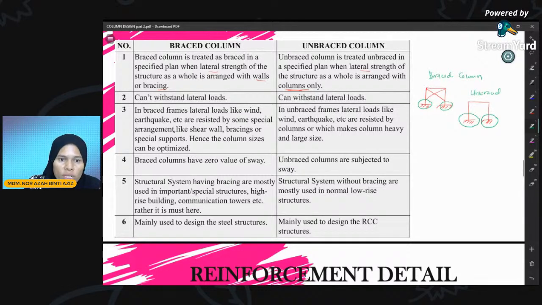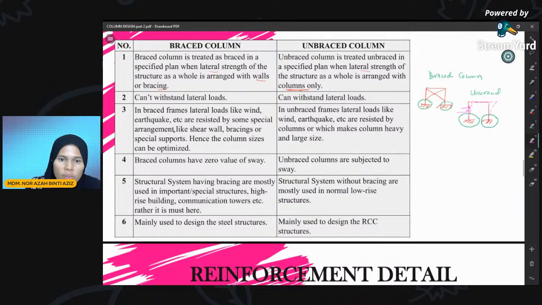Okay, so a braced column has zero value of sway. A braced column cannot sway because it is very rigid with the bracing. But unbraced columns are subjected to sway. An unbraced column sways easily because there is no bracing to support the column.